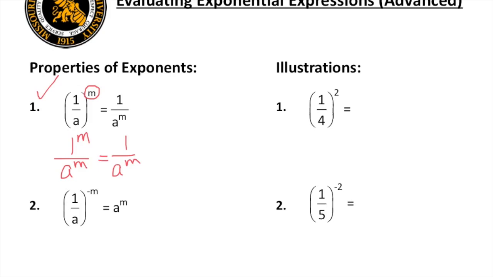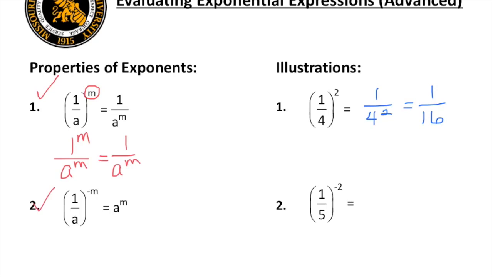So, as an illustration, consider 1/4 squared. Squaring the 1 gives us 1. Squaring the 4 gives us 16. So 1/4 quantity squared is equivalent to 1/16.